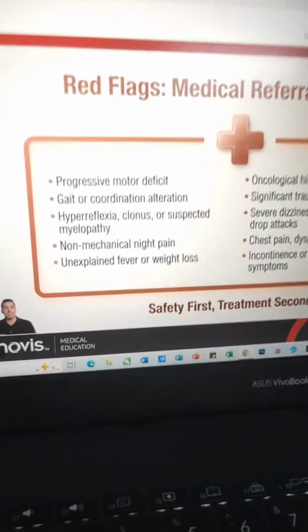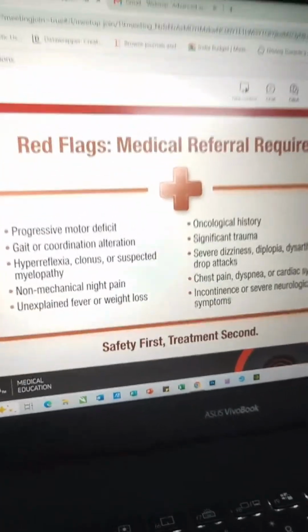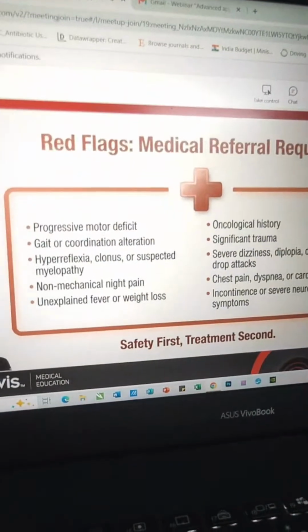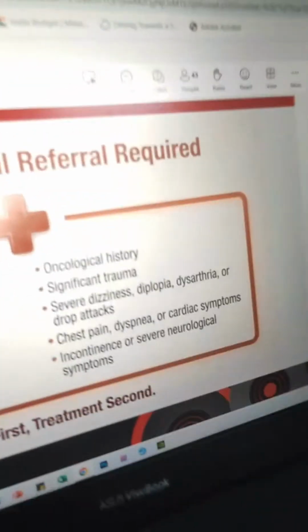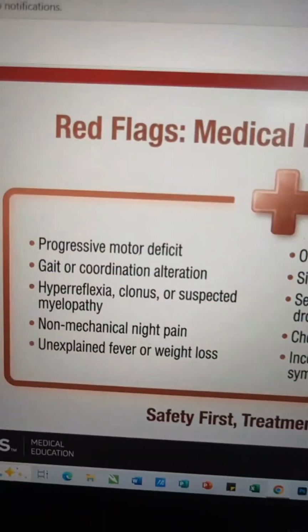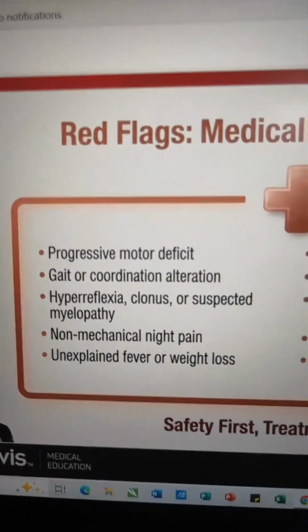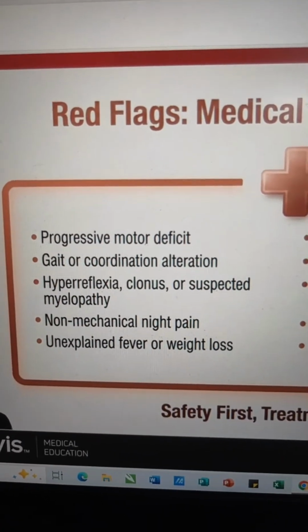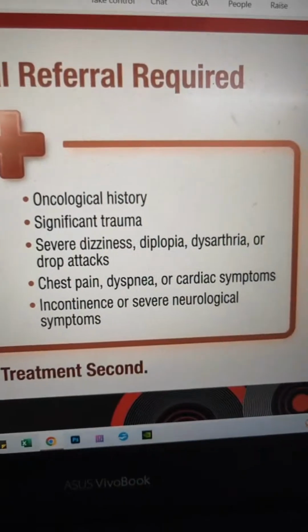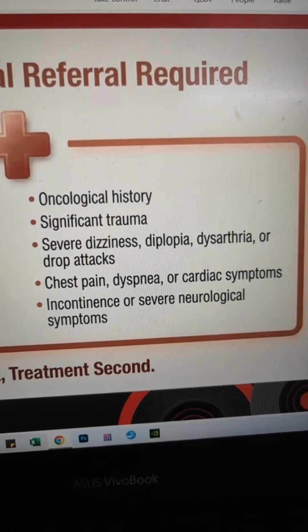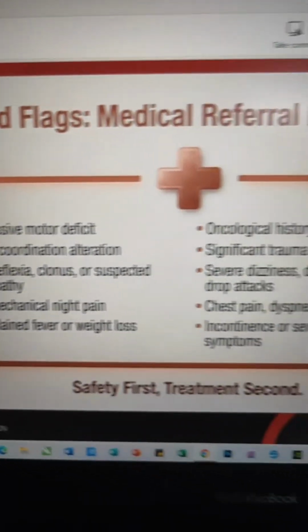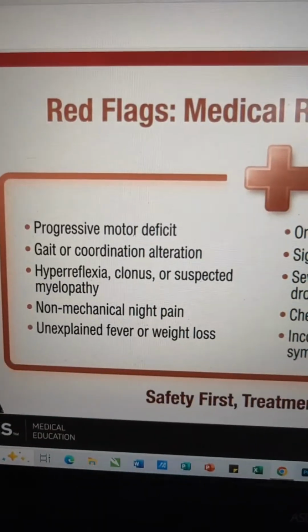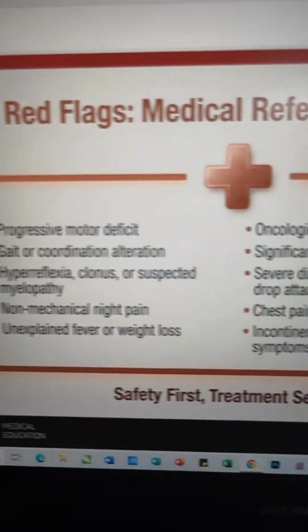So, progressive motor deficit requires special attention, especially when the loss of strength increases or appears in several areas. We should also refer when there are gait disturbances, loss of coordination, hyperreflexia, clonus, or a suspicion of cervical myelopathy. Then, in cases of non-mechanical night pain, where unexplained fever, weight loss, or a history of cancer require further clinical investigation, this would also fall under the doctor's remit.